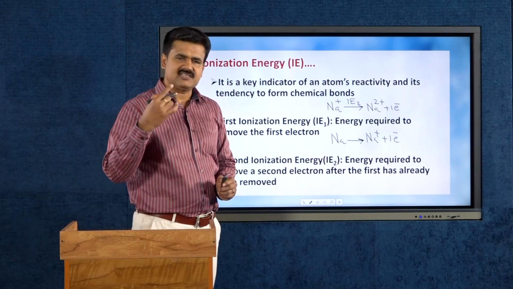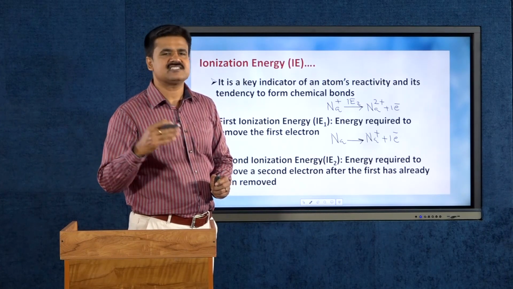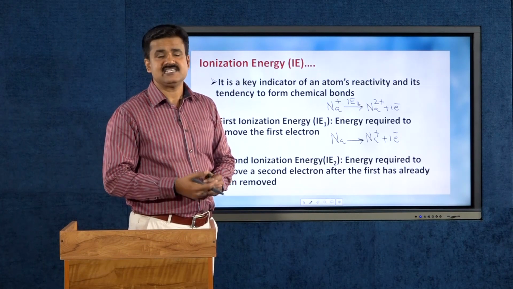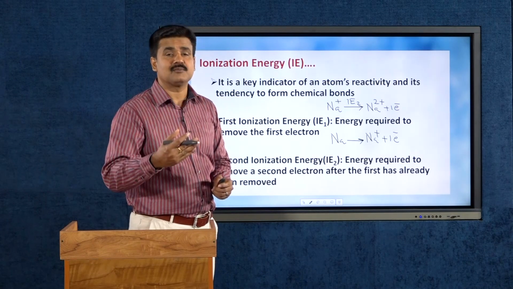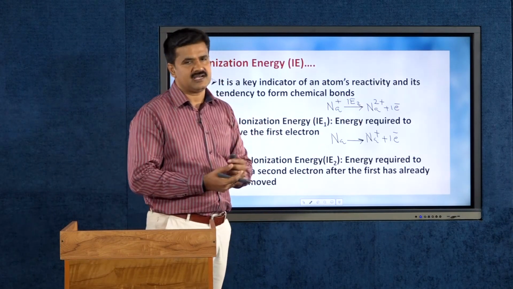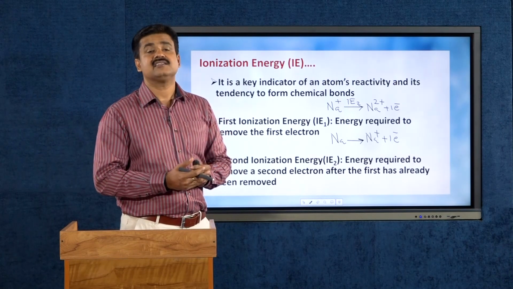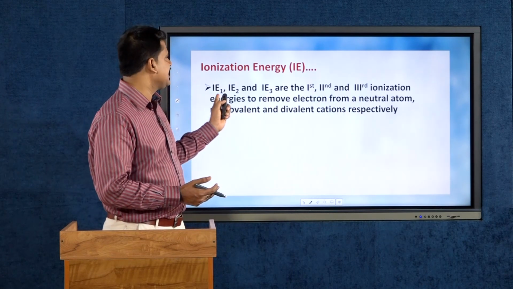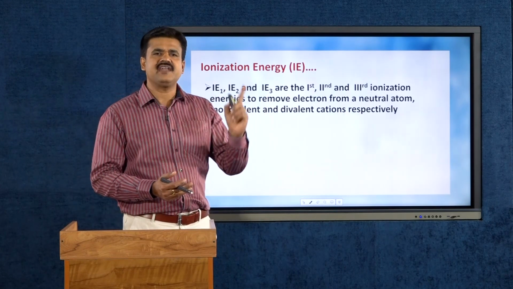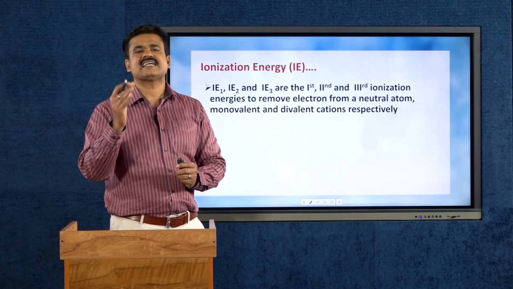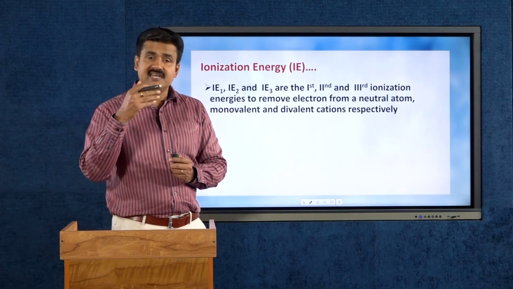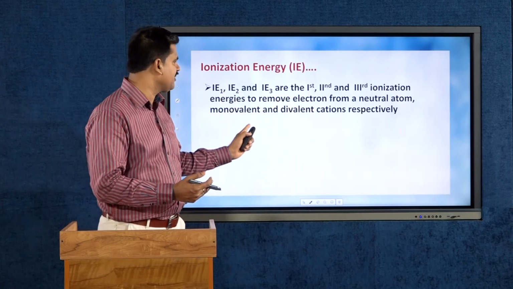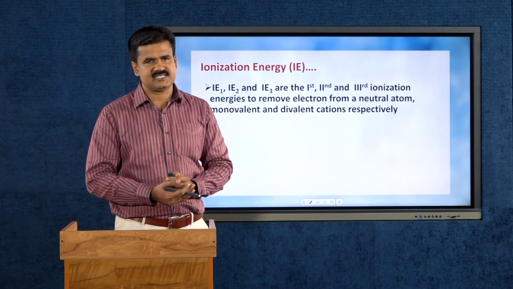So, we can have a third ionization energy and higher ionization energies also. What about IE3? Third ionization energy means you are going to again remove one more electron from the divalent cation. The energy required is called the third ionization energy. These IE1, IE2 and IE3 are the energies to remove an electron from a neutral atom, a monovalent cation and a divalent cation respectively.